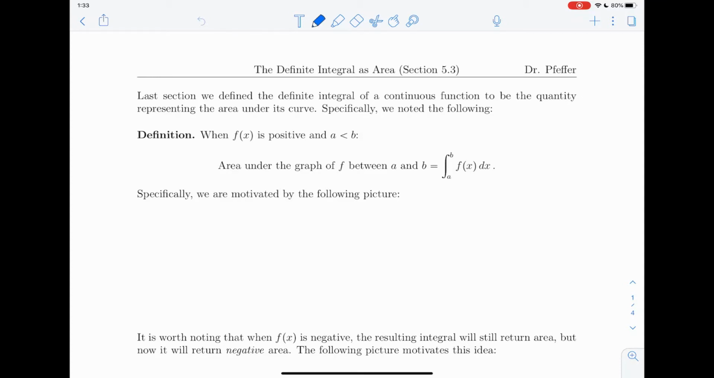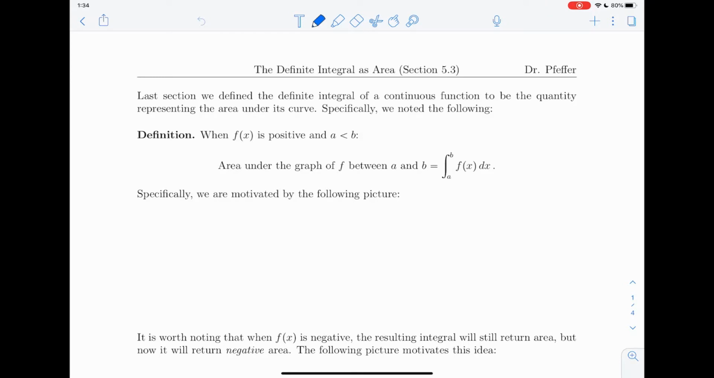Last lesson, section 5.2, we introduced what a definite integral was, and we discussed what it represents, that is the area under the curve. In order to move forward with this conversation, in this section we're going to do a deep dive into this idea of area under the curve and see what subtleties actually lie in the depths of this conversation.